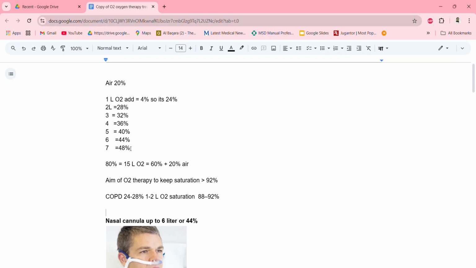So if somebody wants to take 100% oxygen, how much oxygen should he take? He should take 20 liter oxygen. 20 liter means 4 times 20 equals 80% plus 20% in the air. Right, this is clear. Oxygen should not be given indiscriminately in the hospital in Bangladesh.